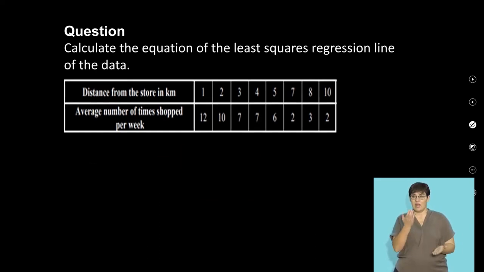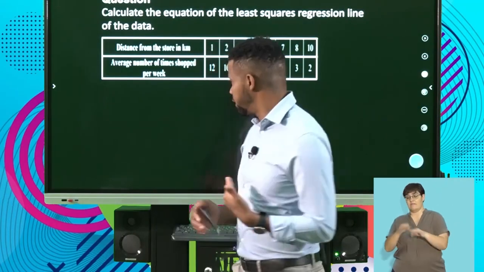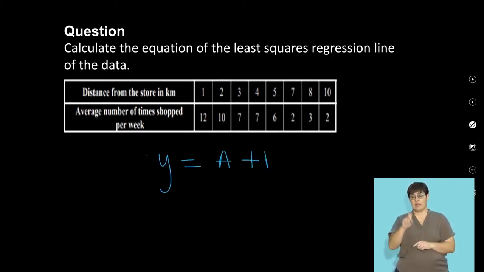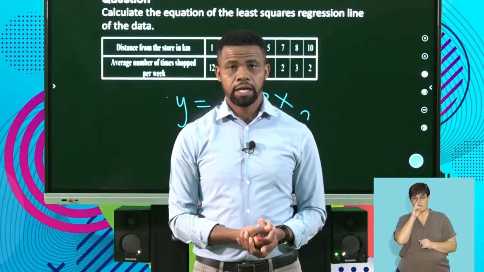Calculate the equation of the least square regression line. We already have our data. What we have to do is calculate the A value and the B value. We know that the least square line is y equals A plus Bx, so we need the A value and the B value, which will give us our least square line. Let's see how we do that.